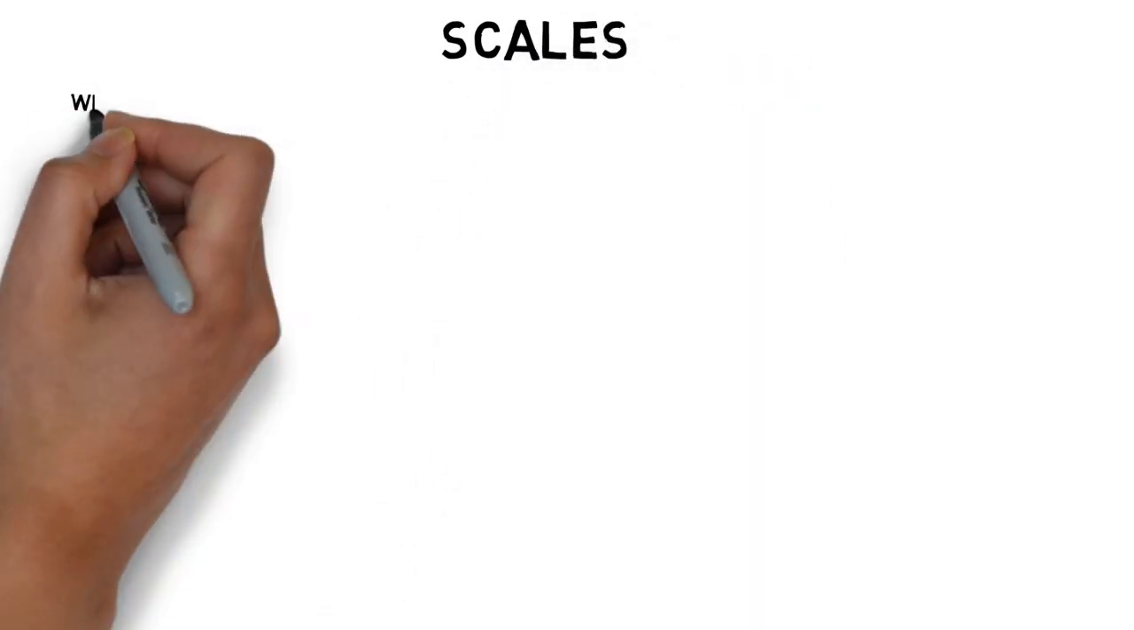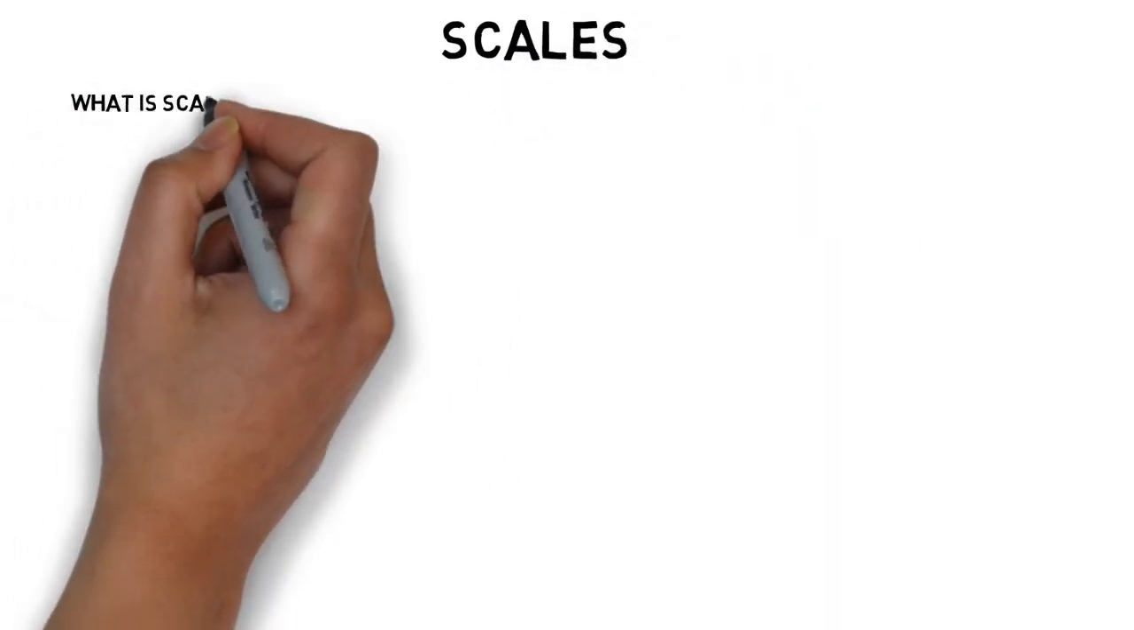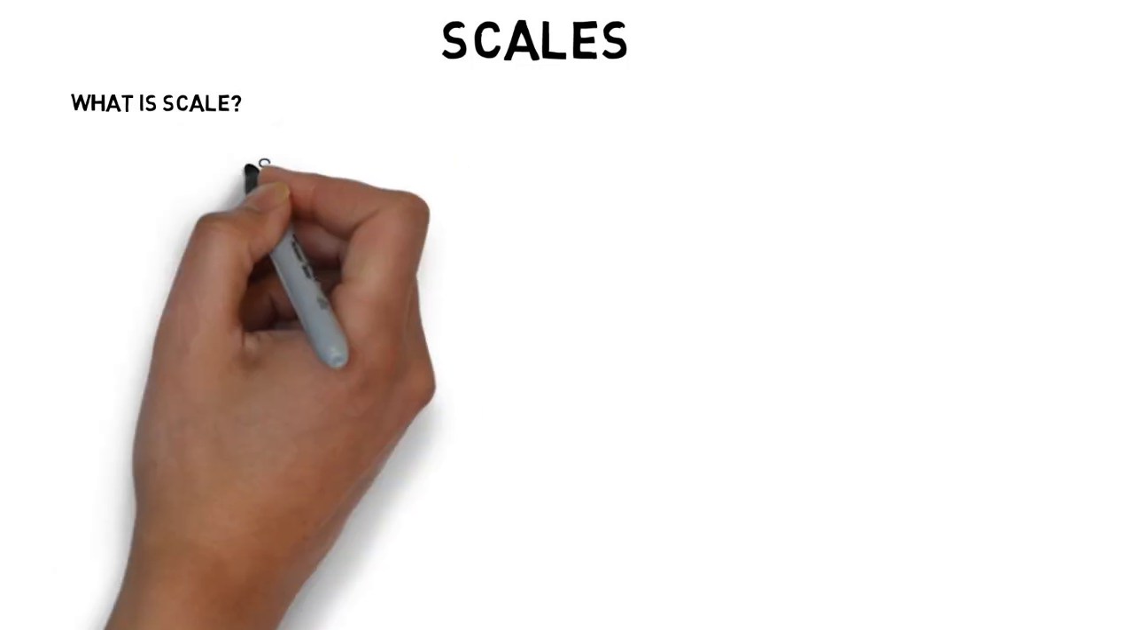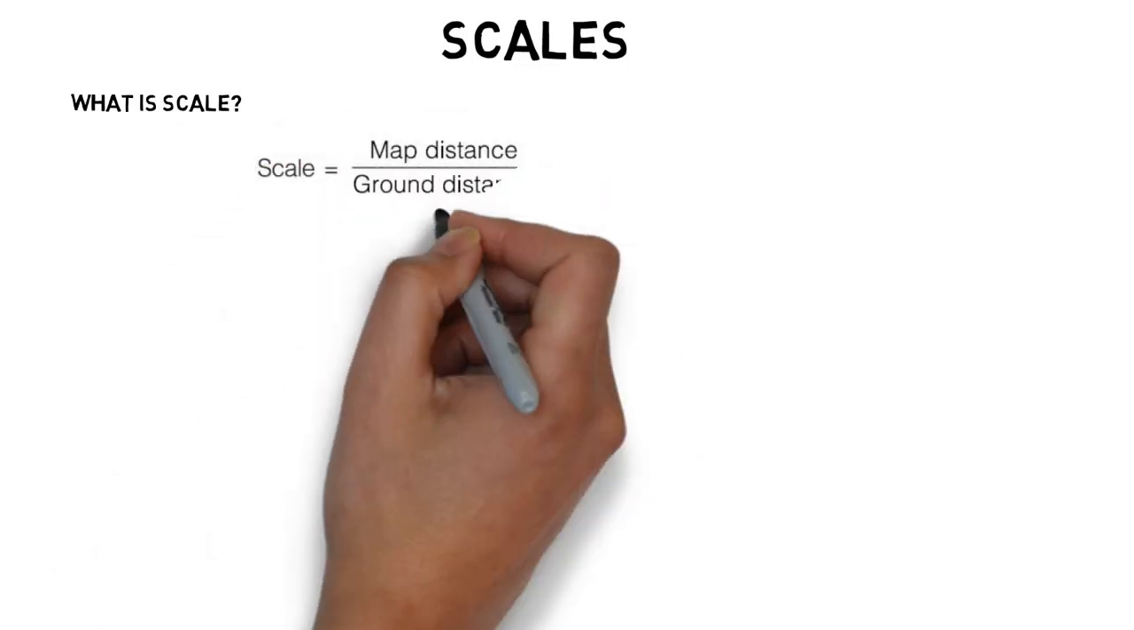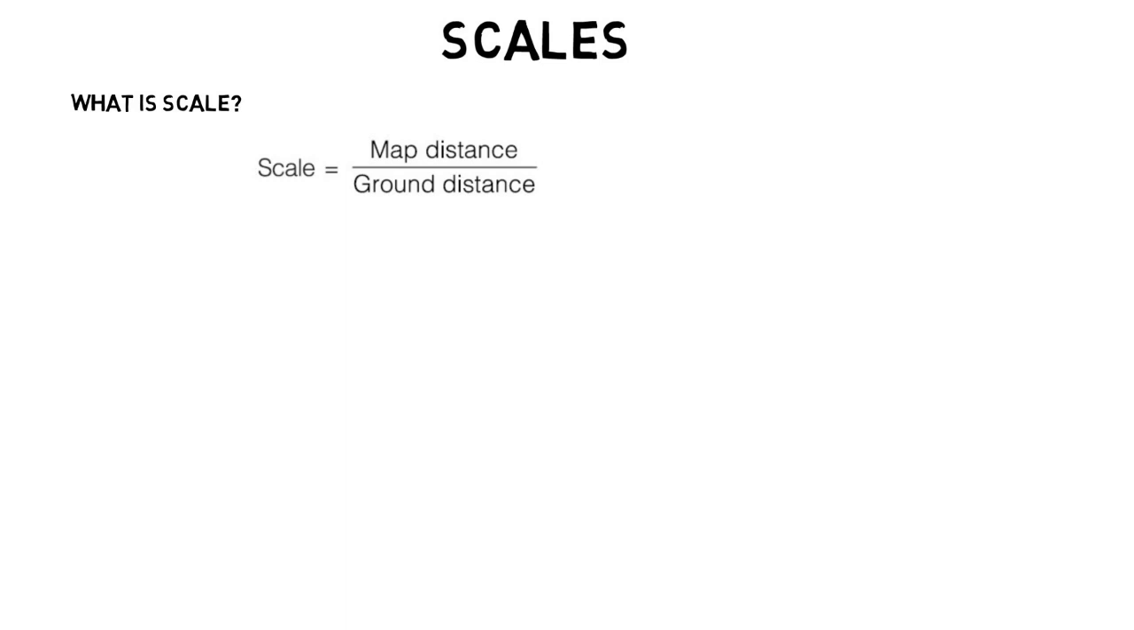Now next topic is scales in surveying. So what is scale? Scale is defined as the ratio of the distance marked on the plan to the corresponding distance on the ground.